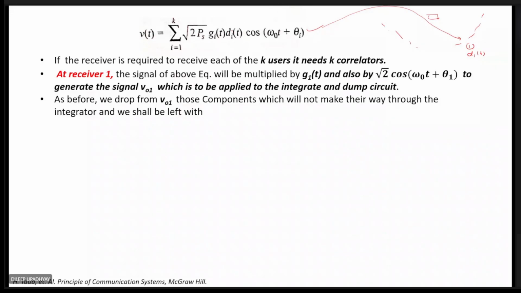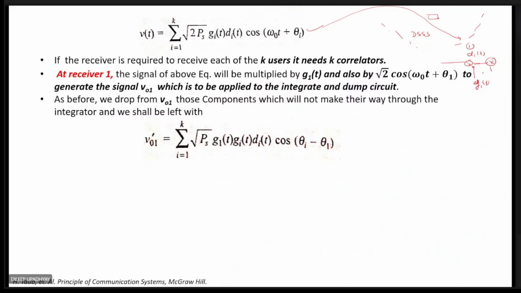For that, we can use the same receiver circuit of direct sequence spread spectrum. In direct sequence spread spectrum, we have seen that first we multiply with G1(t), and then we multiply with the carrier signal, under root 2 cos(ω0 t + θ1), because the phase change by transmitter 1 will be θ1, and then we pass it through the integrate and dump circuit.